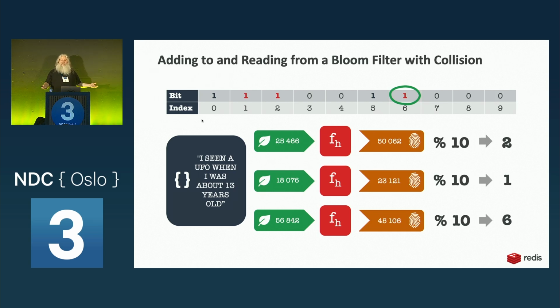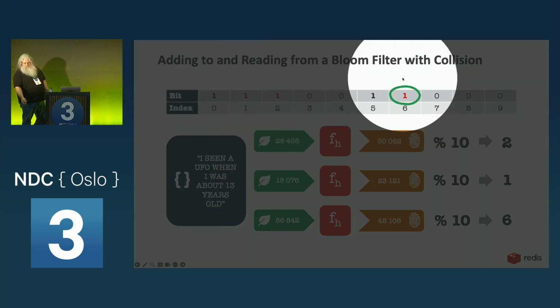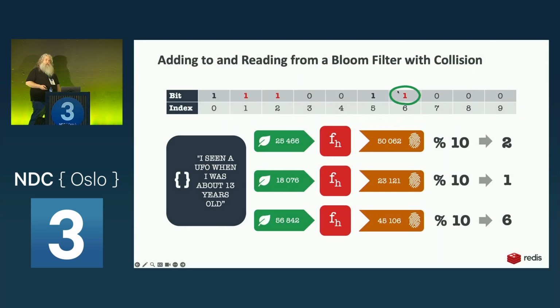And we run this through that same process, and we get different indices. But you'll notice that one of them, the one that I've got circled right there, that one was one that I had before. That was part of Megatron in the bushes. But we set the other ones to high, and it's fine. And if we go and read Megatron from the bushes, we get all 1s. And if we go and read "I seen a UFO when I was about 13 years old," we get all 1s. And so these are both probably in the Bloom filter.